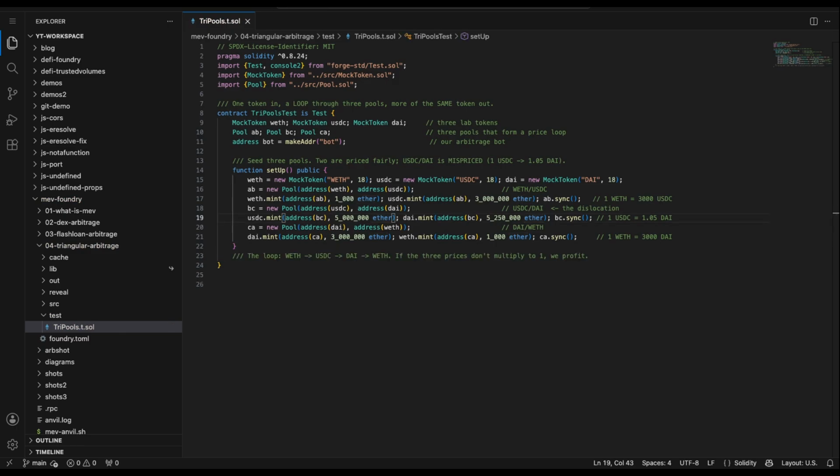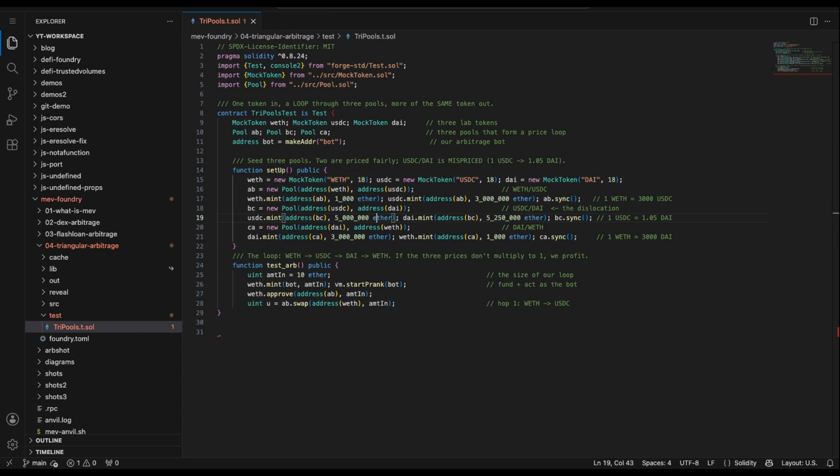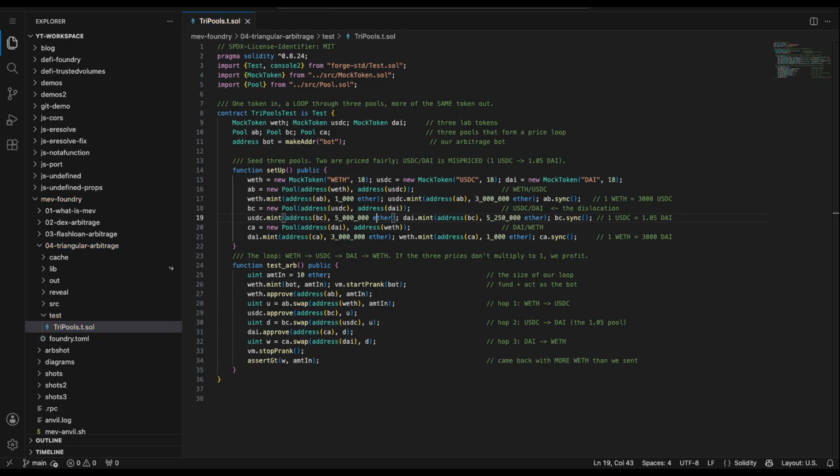And here's the loop itself as a test. We take 10 WETH and send it around the ring. Swap it for USDC, that USDC for DAI through the mispriced pool, and the DAI back to WETH. 3 swaps, one after another, no capital left behind. The final line is the whole claim. The WETH we ended with is greater than the 10 we started with. If that passes, the lap made money out of nothing but a price inconsistency.